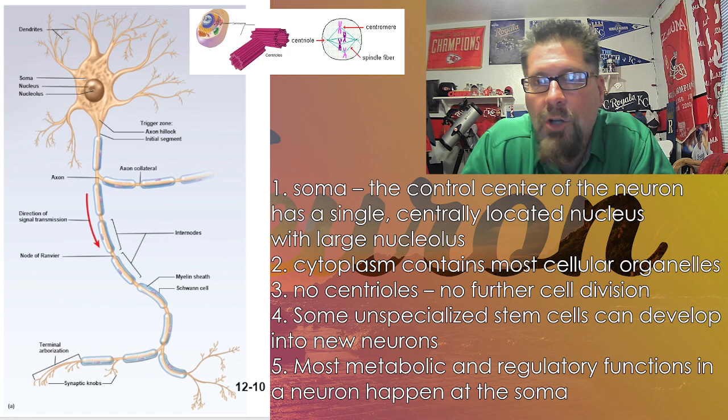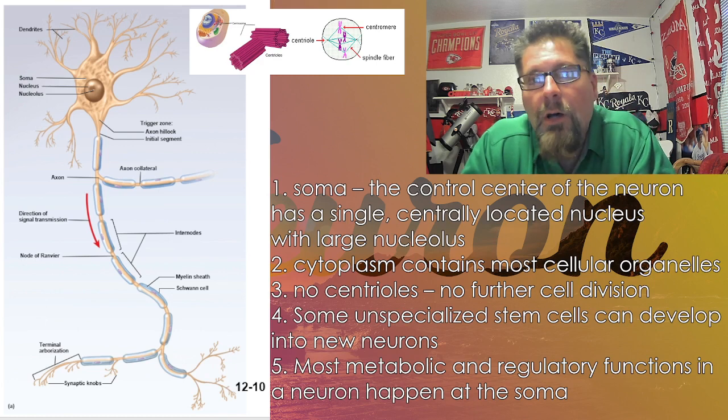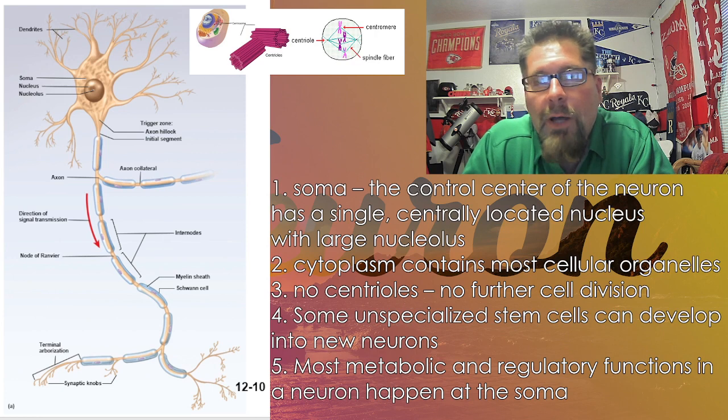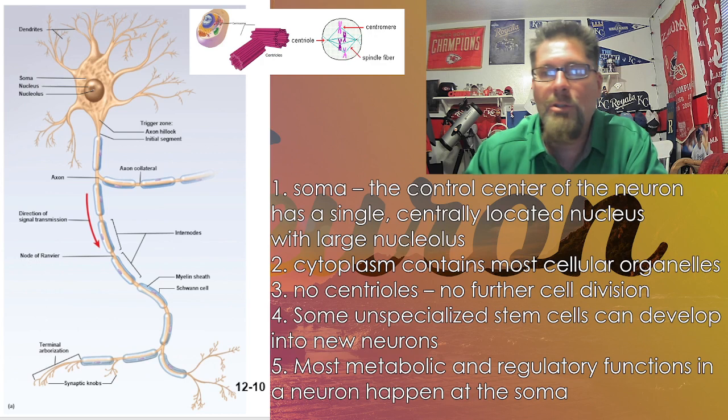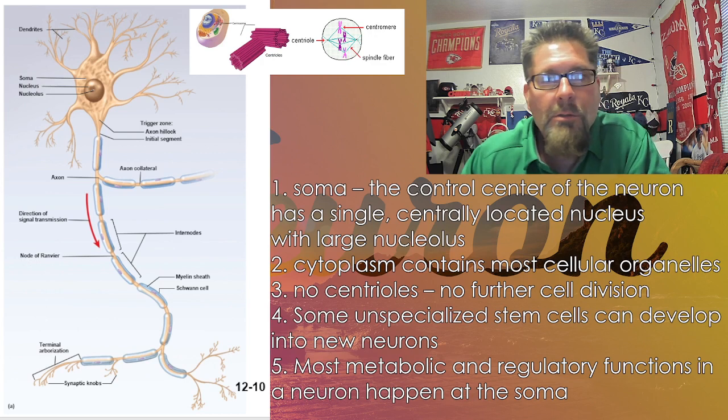That's your soma. That's an important area. That's where the action potential is going to happen. The bottom half of that is the trigger zone. That's when it's going to send it on down into the axon. Soma is a pretty important place. Again, like it says, it's the control center, and you see the other information about that.